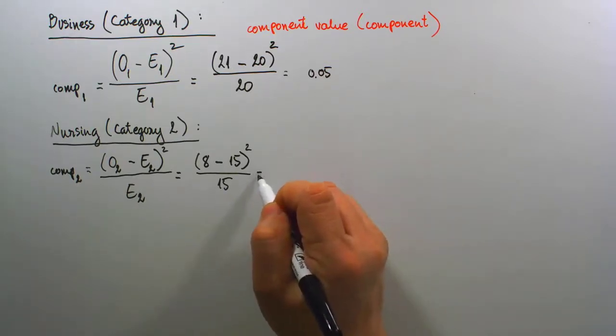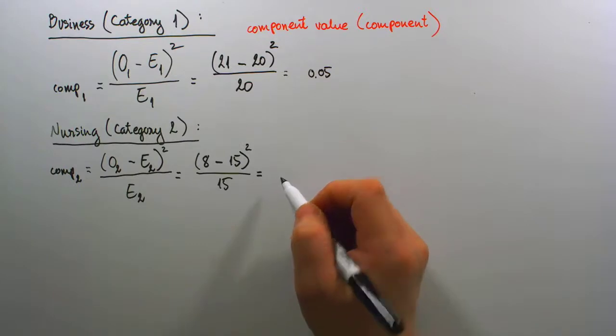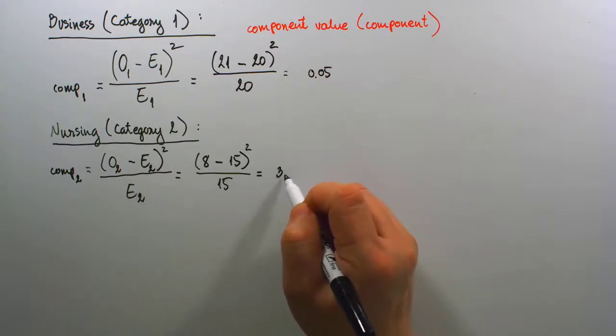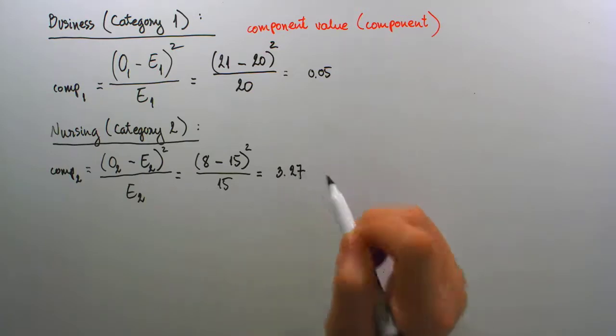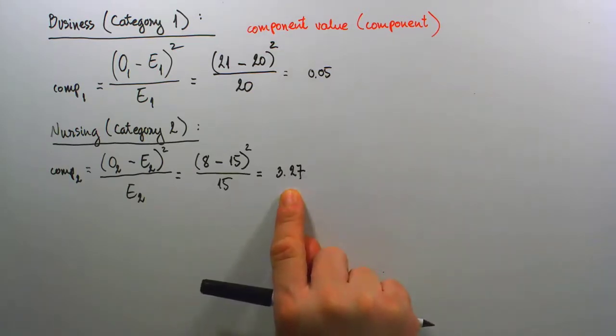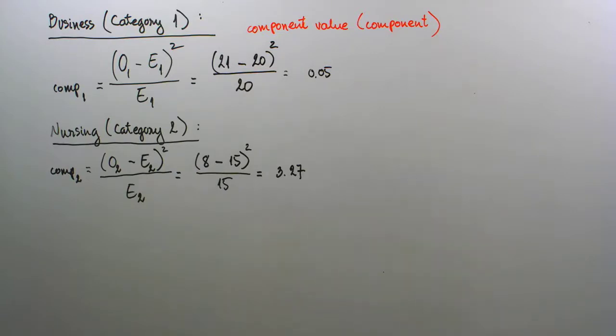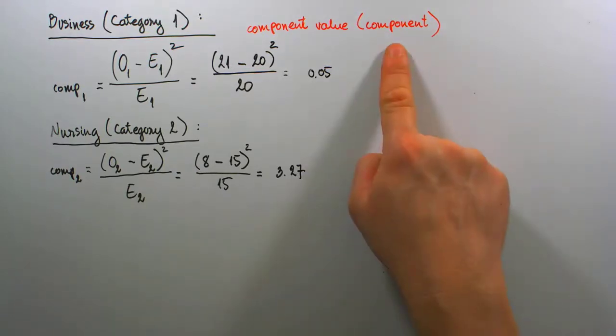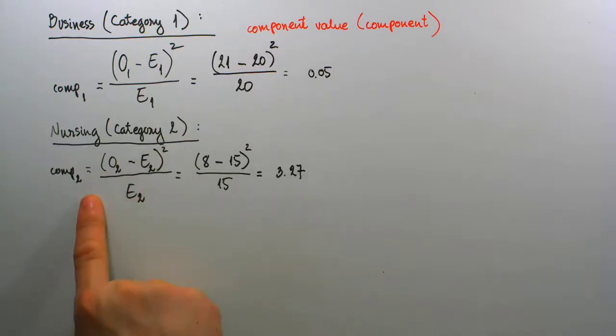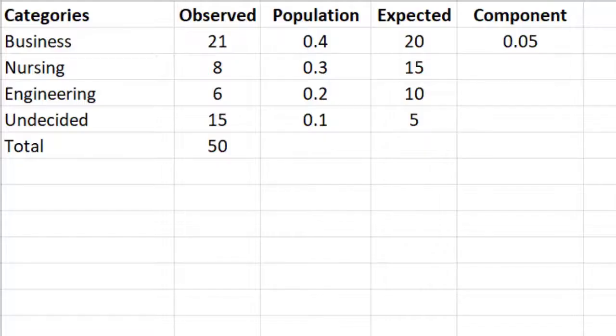Final calculation of mine into decimal shows that it's 3.27, even though the actual calculation was supposedly a lot longer than this. And so now this is my component value for category 2. So COMP2 is 3.27. Now on my table that I have prepared, the next entry down in the fourth column is now recorded as 3.27. So this is our components value for category 2, the nursing major.